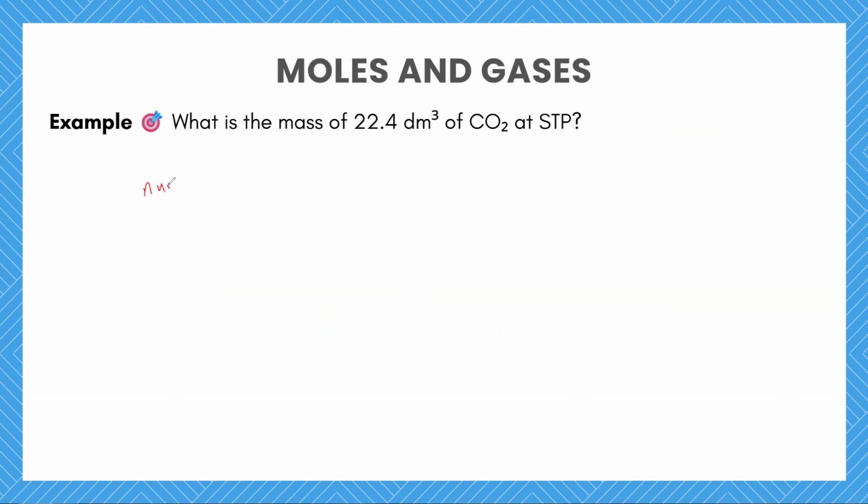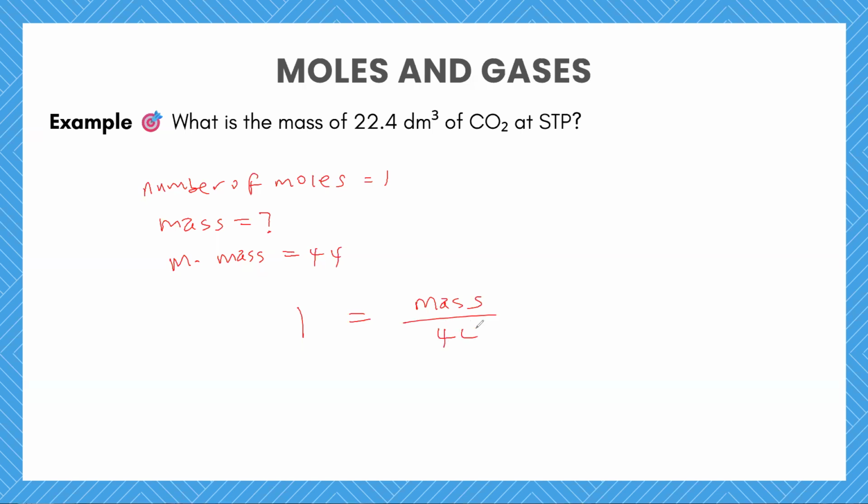Number of moles is equal to 1. The mass is unknown. And the molar mass is equal to 44. So let's plug that in. Number of moles, which is 1, is equal to the mass, which is unknown, divided by the molar mass, which is 44. So we can just quickly cross multiply from here, and then we have the mass is equal to 1 times 44. This is equal to 44 grams.